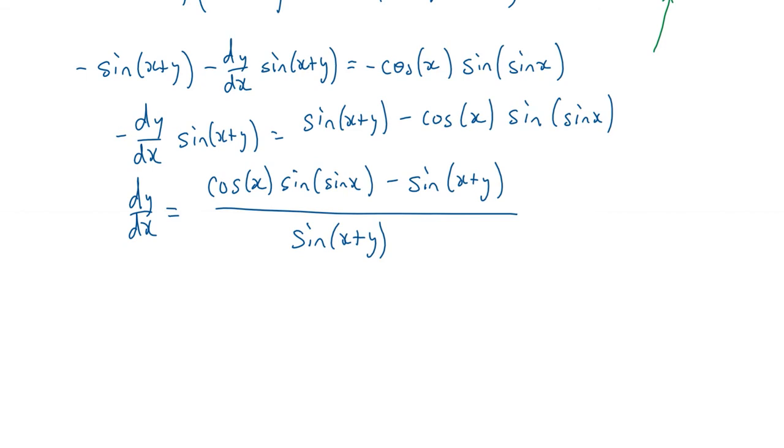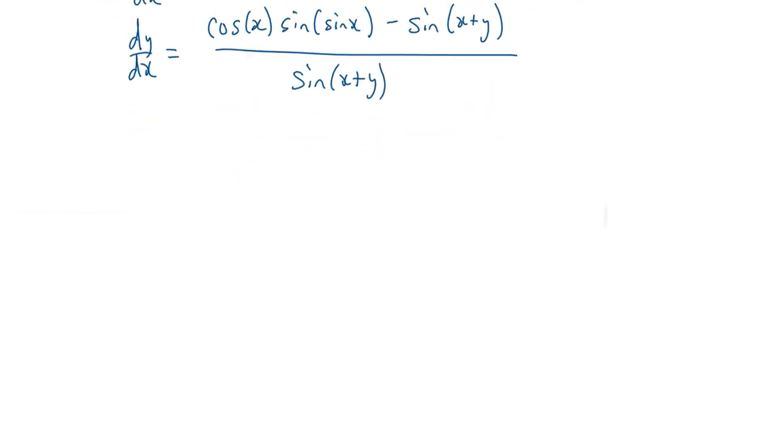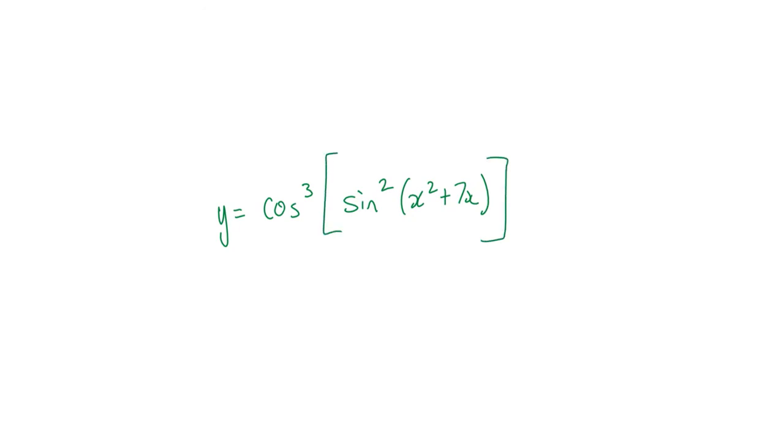And now we see that there's this other difficult kind of question where your angle might be a trig function. Imagine something like this. I'm going to come down here and say, imagine you had something like this. You were taking the derivative. So you had y equals cos cubed sine squared x squared plus 7x or something like this. Let me put square brackets around this.